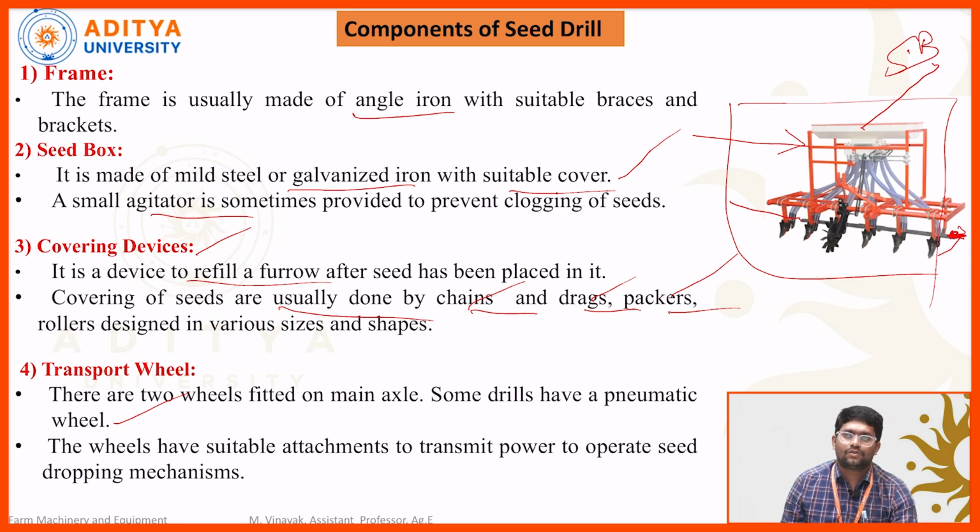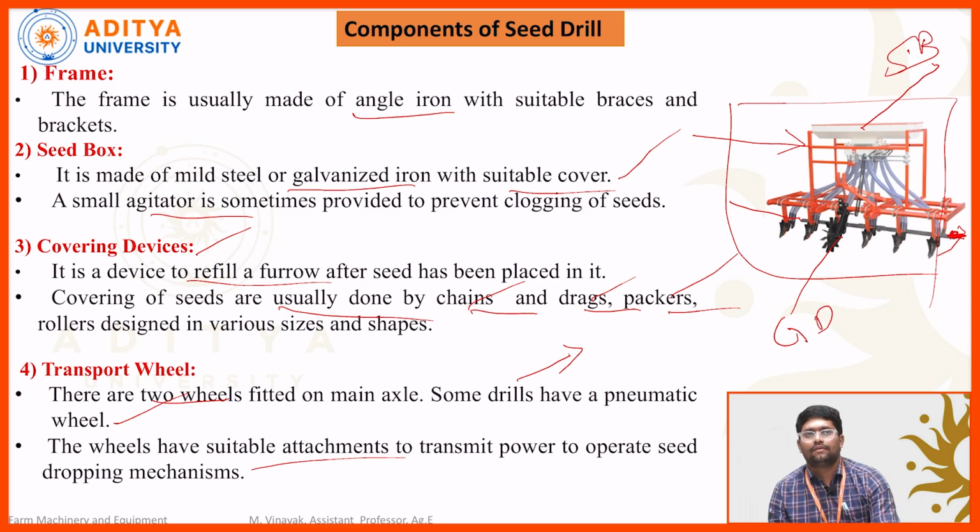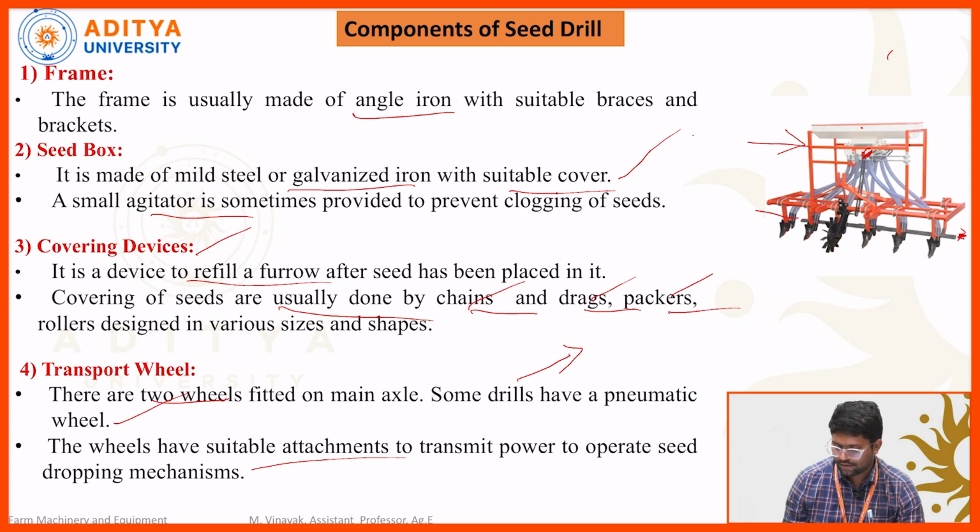Okay, so nowadays most seed drills do not provide the transportation wheel. By using the tractor hydraulic power, we can engage or disengage and set the optimum height of the seed drill. The wheels have a suitable attachment to transmit the power to operate the dropping mechanism. So here two wheels are mentioned. First wheel is for transportation. Second wheel is called a ground wheel. This one is a GW, ground wheel. Okay, so here the ground wheel transmits the power to the seed metering device by using the chain and sprocket mechanism.